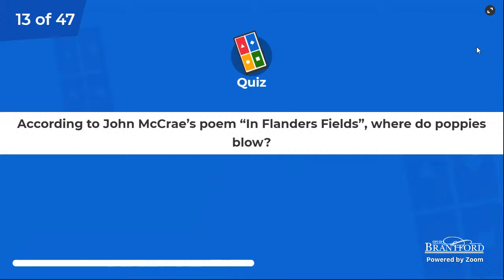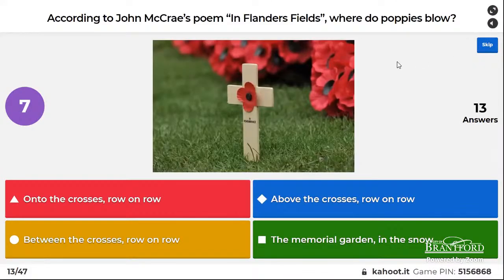According to John McCrae's poem In Flanders Fields, where do poppies blow? Is it onto the crosses row on row, above the crosses row on row, between the crosses row on row, or the memorial garden in the snow?